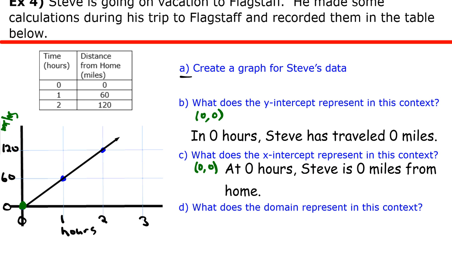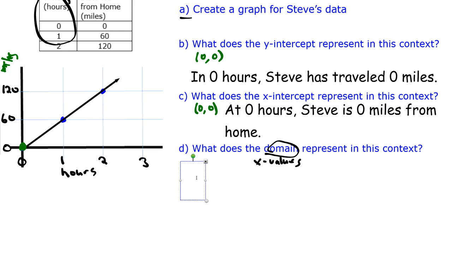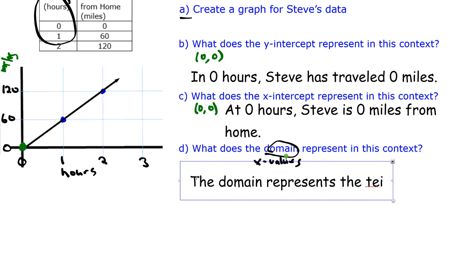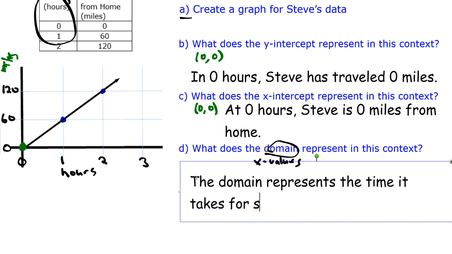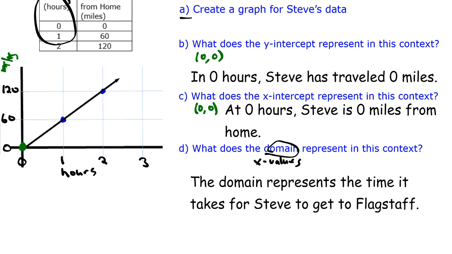And then what does the domain represent in this? This is a good question, definitely a test question. I think this whole thing is a test question. Domain is our x values. What are our x values here? Time. So what does our domain represent? Simply, the domain represents the time it takes for Steve to get to Flagstaff. There we go. All right, next one.